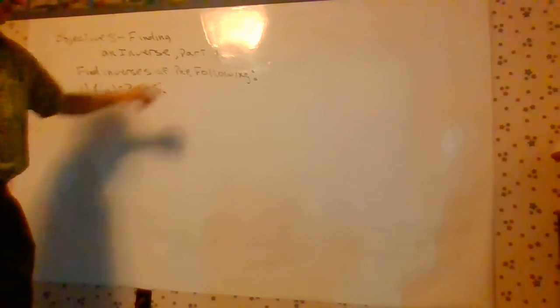Objective 8, finding an inverse, part 1. We talked all about inverses. We've learned how to spot an inverse, and we've learned how to tell whether a function has an inverse, but as of yet we haven't shown you how to find an inverse. So presuming the inverse exists, how would we find it?